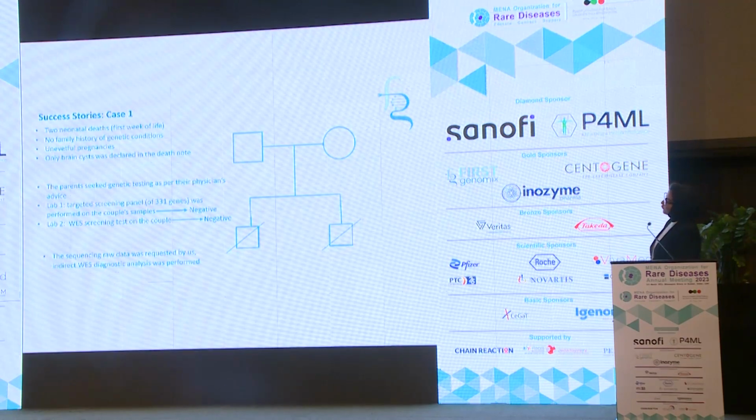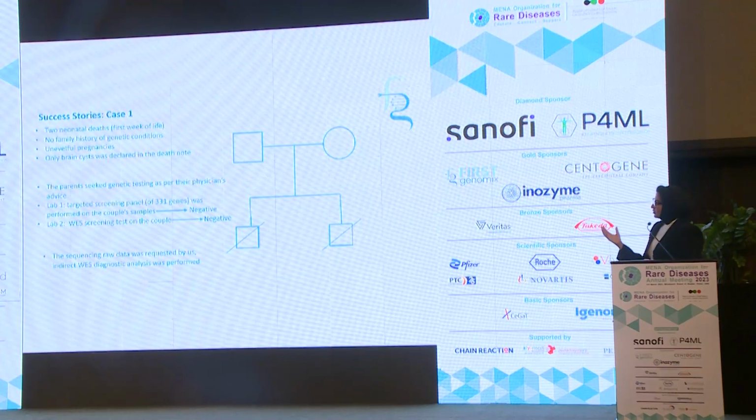The first case is a couple who are not from the country. They just came here for the genetic testing. They lost two boys, 2 days and 7 days after birth. They reported no family history, and no consanguinity; they were not aware of any. The pregnancy was fine. The only thing the mother was able to provide is that in the death note they mentioned a brain cyst, or multiple cysts in the brain.